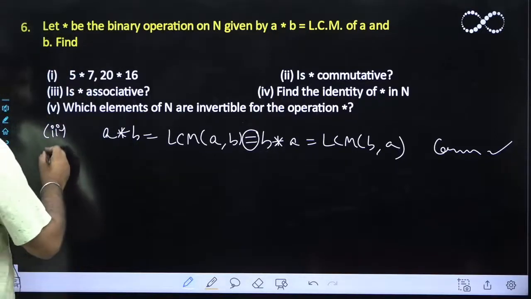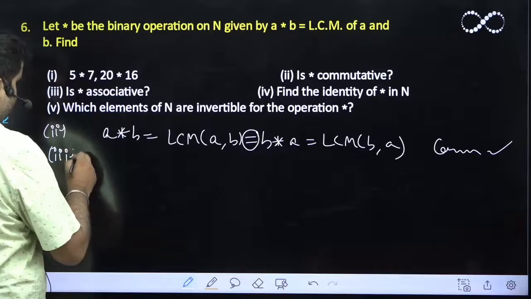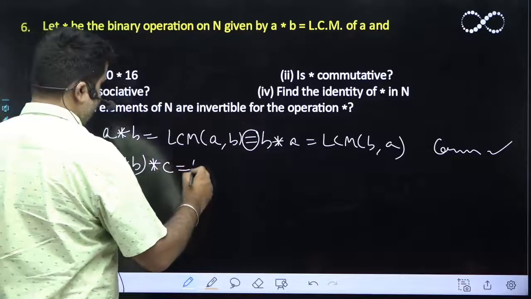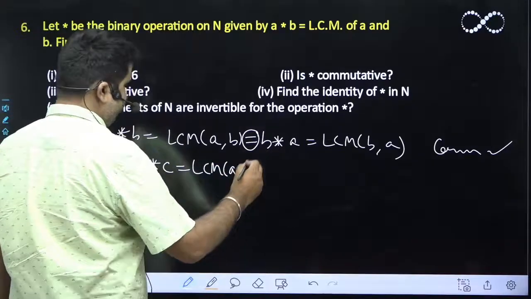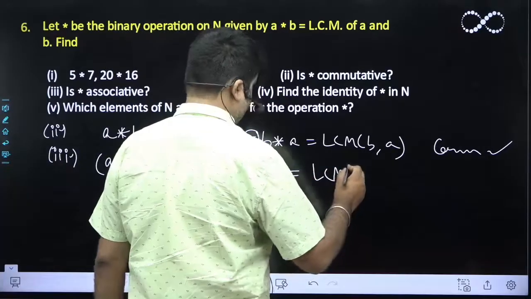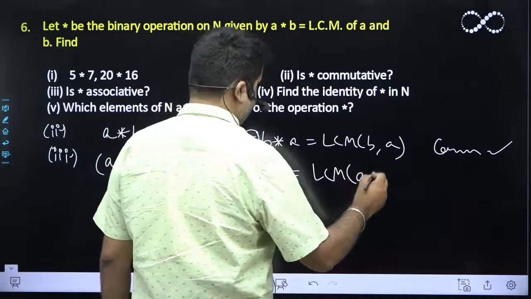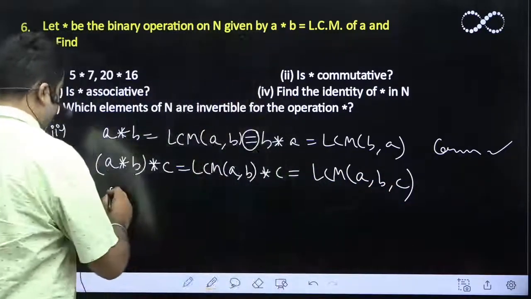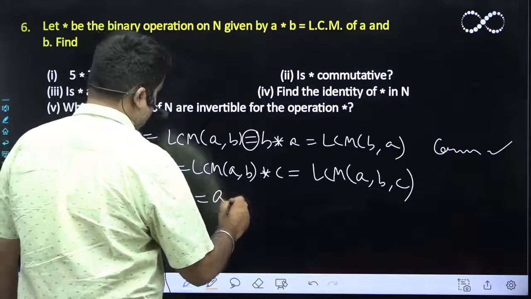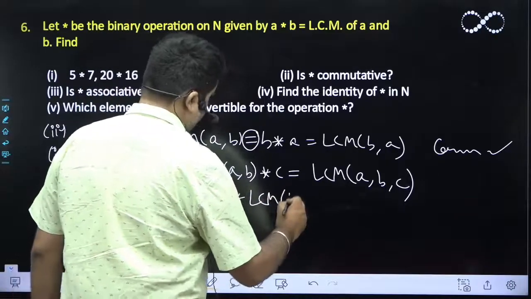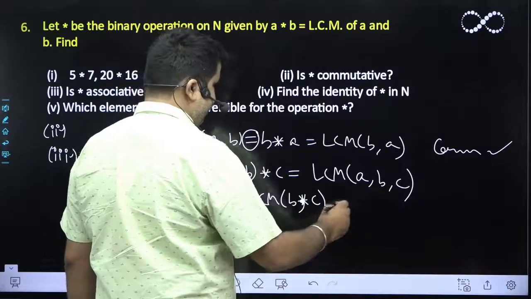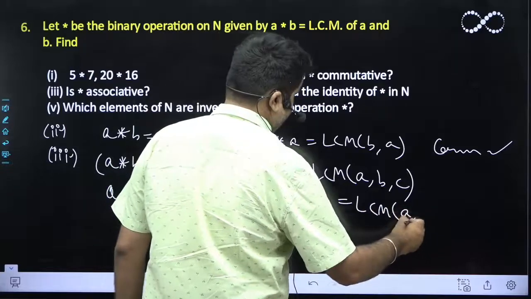Right? Now we'll see the associative property. What is A star B star C? It is LCM of (A star B) star C, which is LCM of A, B and C. Similarly, if we take A star (B star C), this is A star LCM of B and C. Now this will be LCM of A, B, C.